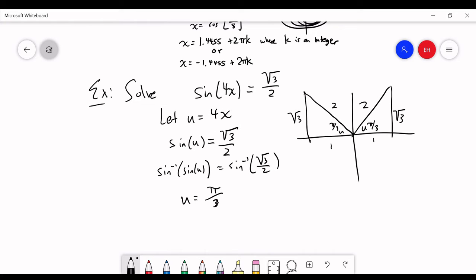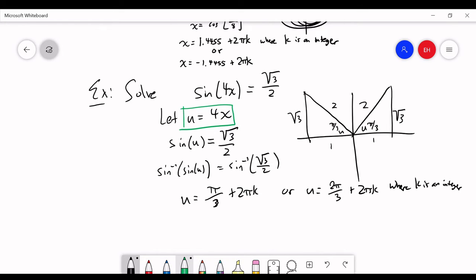Either u is pi over 3 plus, don't forget our 2 pi k rotations. And the other one would be pi minus pi over 3 for the one in the second quadrant, so that would be 2 pi over 3 plus 2 pi k. Again, I have to put that 2 pi k so that it gives me all my possible solutions. Now, I found angle u, but I want angle x, so I have to do a little back substitution here.